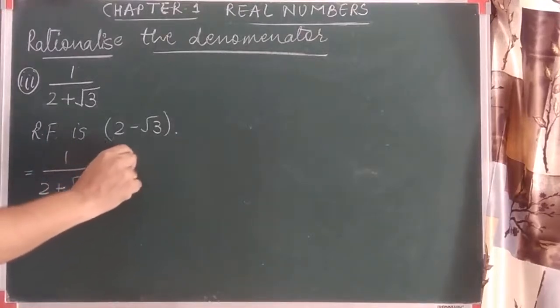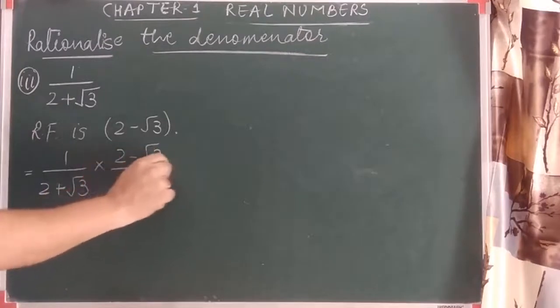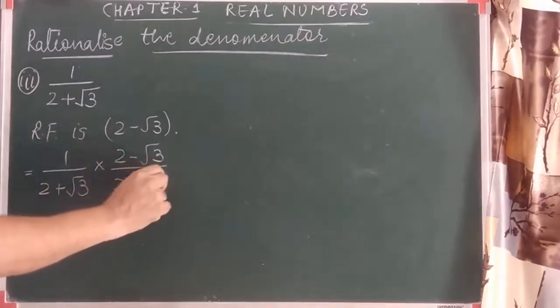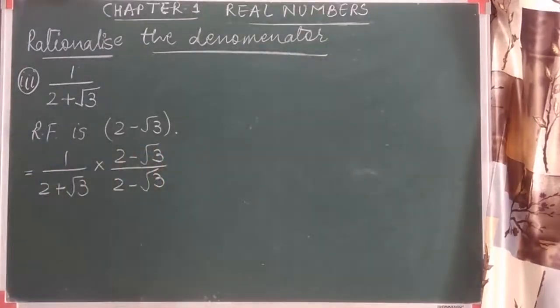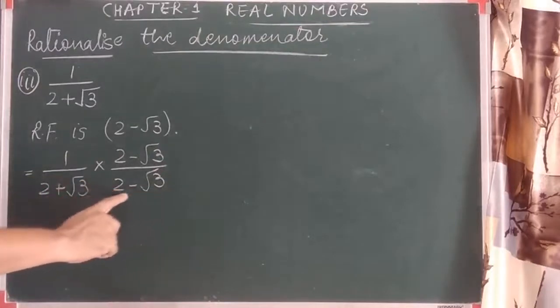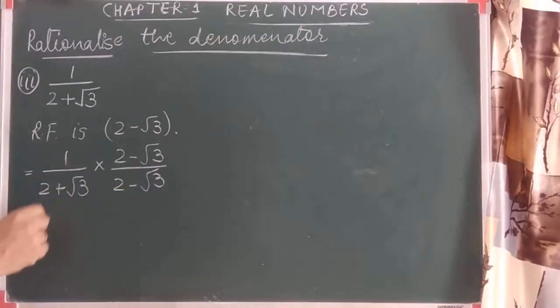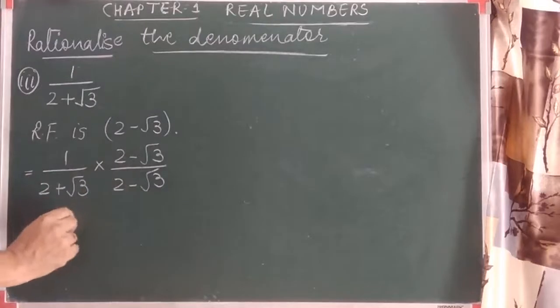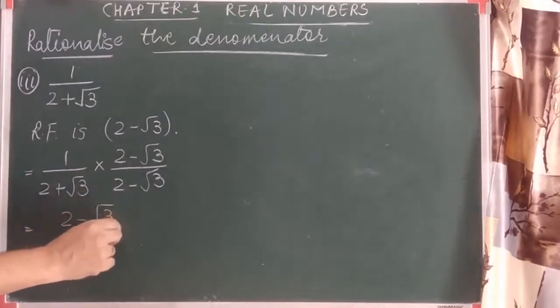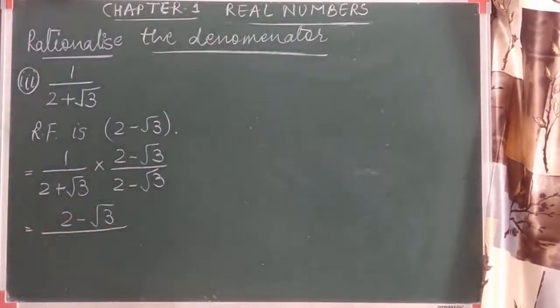Now I am multiplying with 2 minus root 3 and 2 minus root 3. Why do I need to do so? Why am I supposed to multiply with this number? Look at this. See, the numerator is 1, so that number remains as it is. Now look at the denominator.